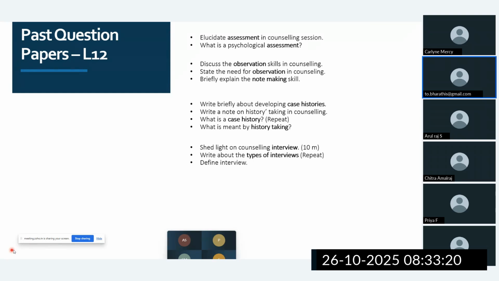Similarly, case history. Chitra ma'am or Carolyn, you can confirm. I assume case history as case studies also, right? So that's why I grouped it. And anything on counseling, interviews, the different types of interviews, all these have come. So that's it I had today.